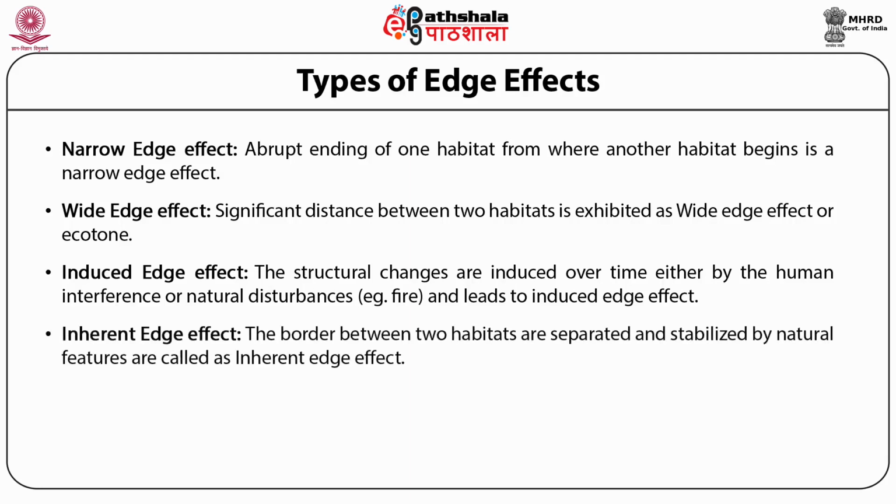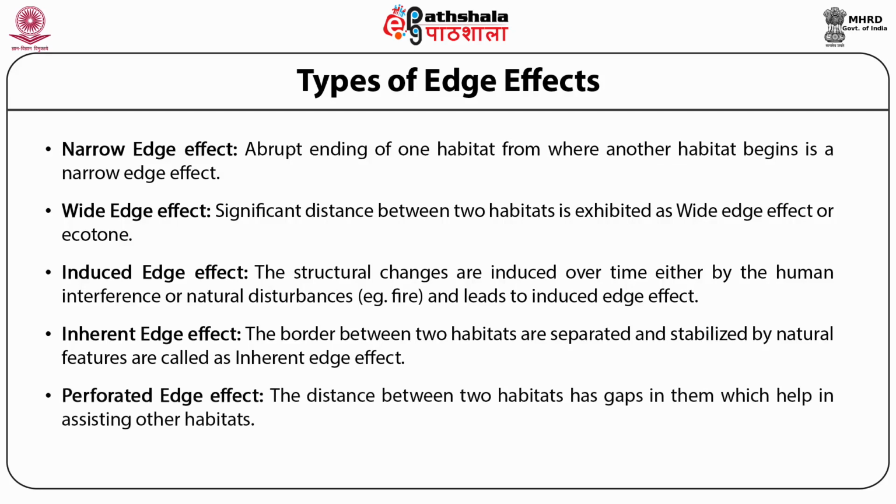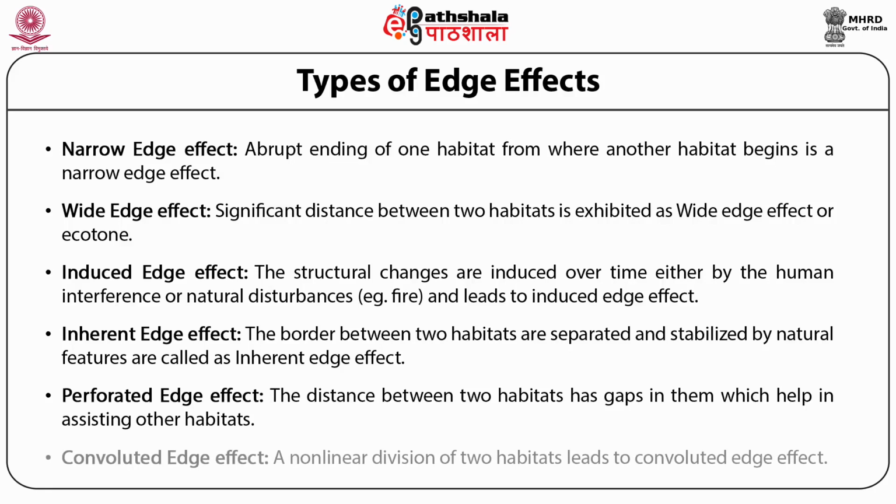Inherent edge effect: the border between two habitats that are separated and stabilized by natural features is called an inherent edge effect. Perforate edge effect: the distance between two habitats has gaps in it which help in assisting other habitats. Convoluted edge effect: a non-linear division of two habitats leads to convoluted edge effect.